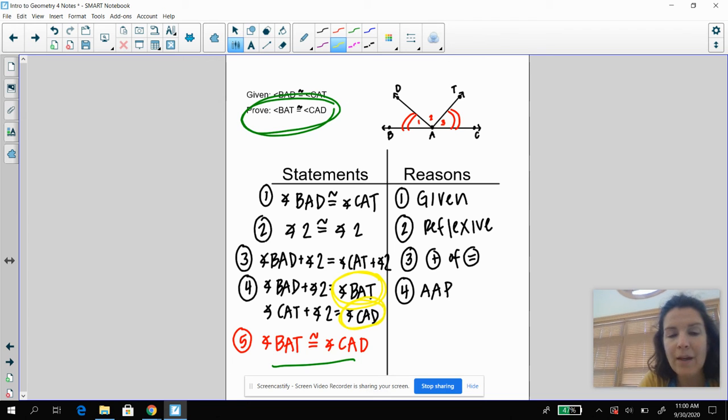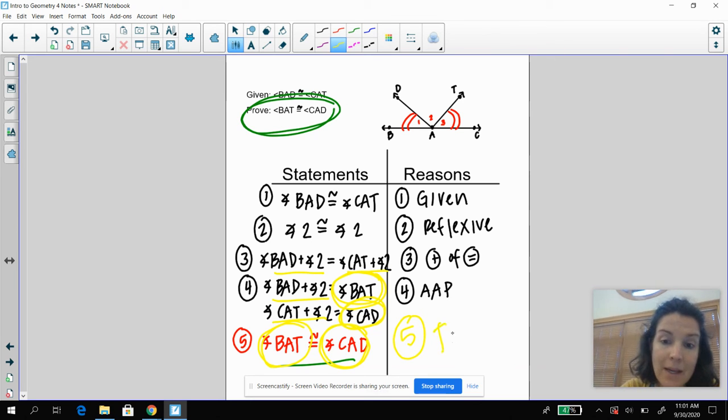So look what happened here. I've got my conductor, I've got my caboose, and look at the train. Ready? BAT is BAD plus 2. BAD plus 2 is CAT plus 2. And CAT plus 2 is CAD. Choo choo. It's kind of messy, but we've got an A equals B, a B equals C, a C equals D, a D equals E. So then I know A equals E. So the final step here is going to be trans. That's the transitive property.